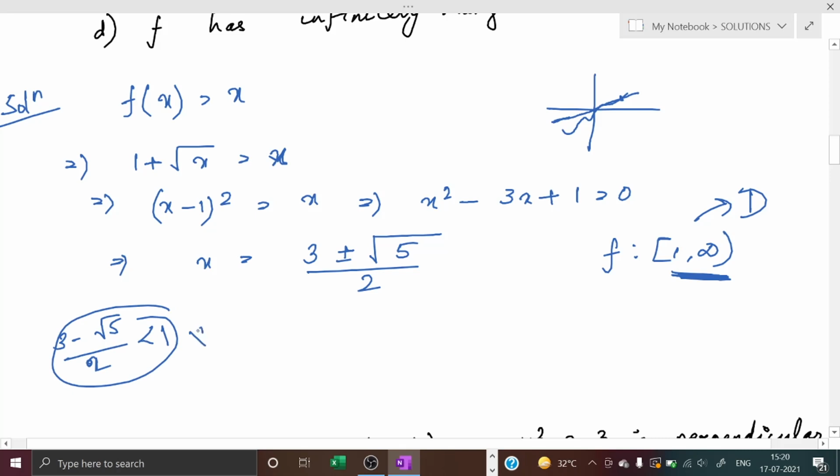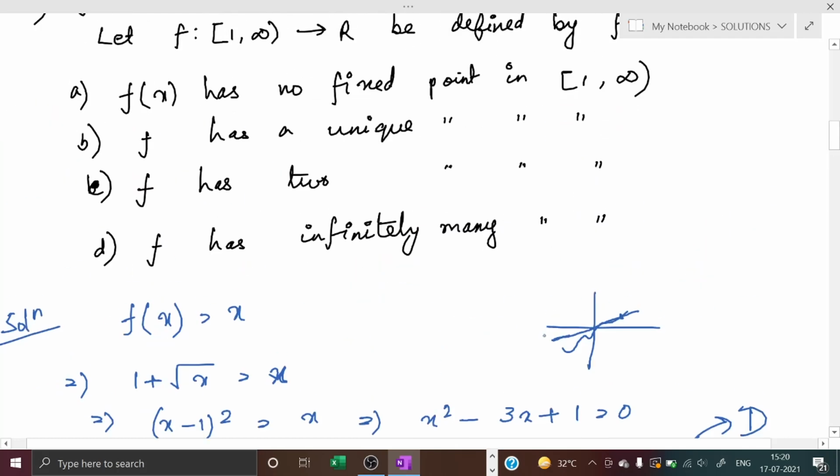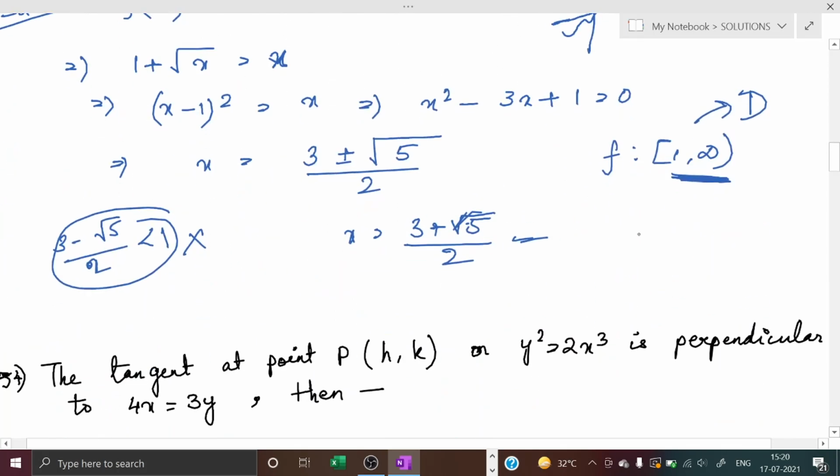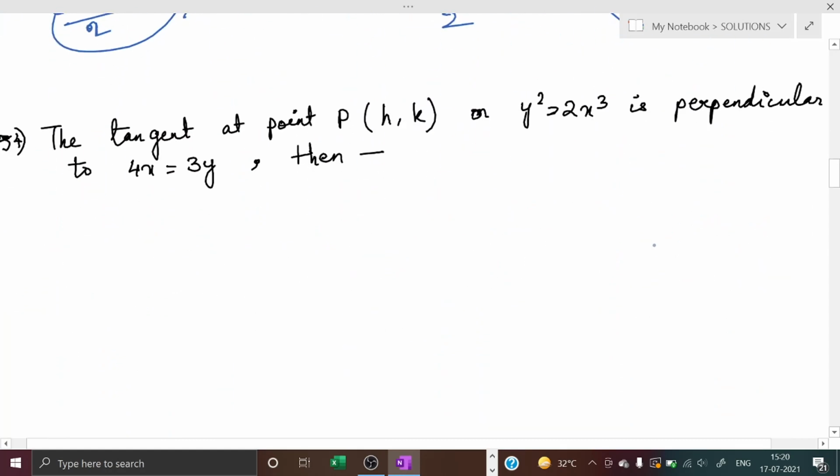So this value is discarded, and so the solution would be 3 plus under root 5 by 2. That is not a big deal. You have to only say how many points, so you have only one unique fixed point. So the answer is option B. Okay, option B. Next question is a very easy question.